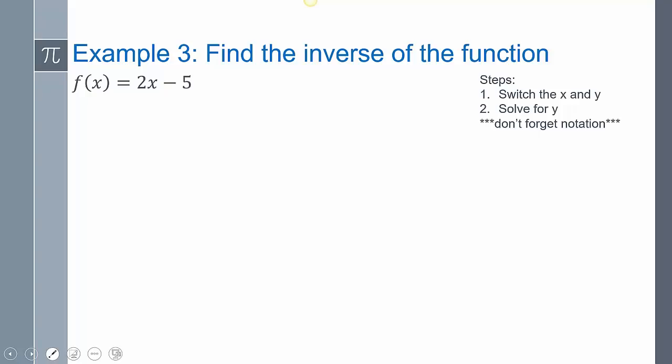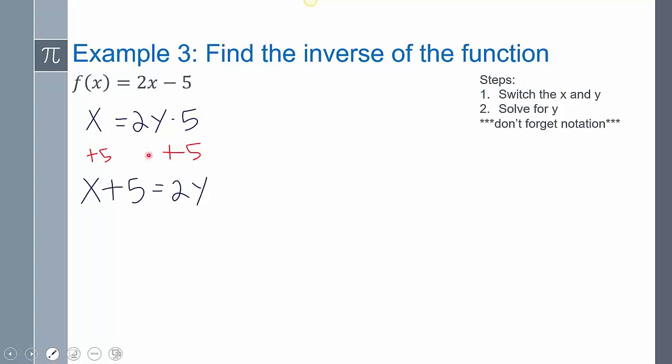So if our domain and range switch, when we want to find the inverse function, what we're going to do is take my y and my x and switch them. That's the definition. Once you do that, all you have to do is solve for y. Get y by itself, and the equation that you have is going to represent the inverse function.